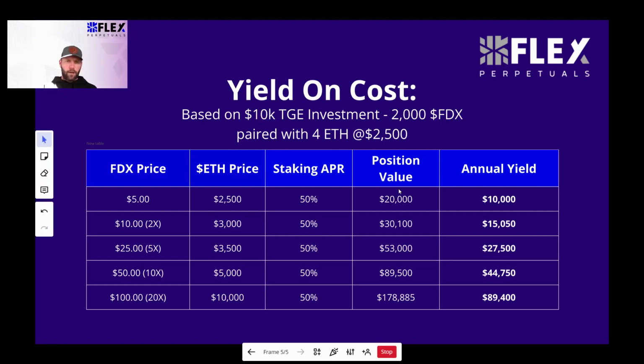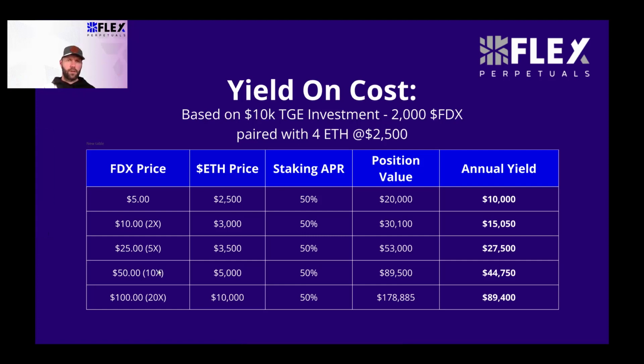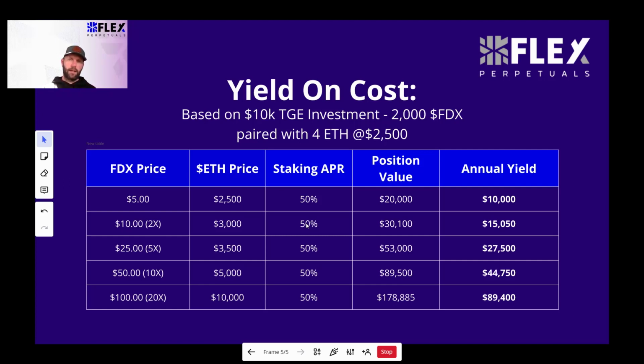The figures here do take into account impermanent loss. Okay, so that is something that you have to be aware of inside of that FDX ETH LP, is that impermanent loss will play a factor. But as you can see here, it's rather insignificant in terms of the potential returns.